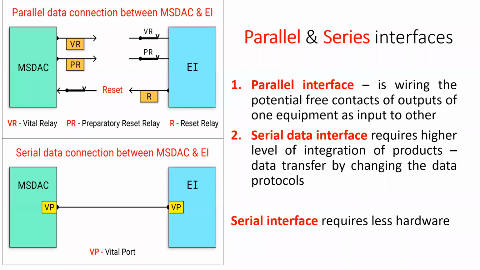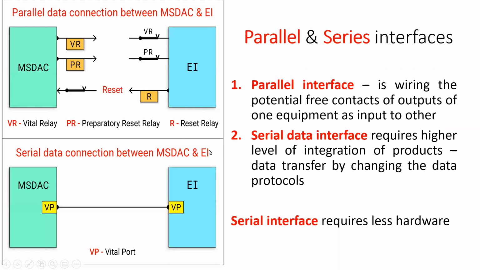Similarly, when there is a problem in one of the sections and the reset has to be done, that is given through the electronic interlocking. There is a facility to do it independently also. There is an interface available separately for MSDAC, but if you want to do it through the electronic interlocking, it can be done, which gives a relay output, and that relay output contact is wired to the MSDAC.